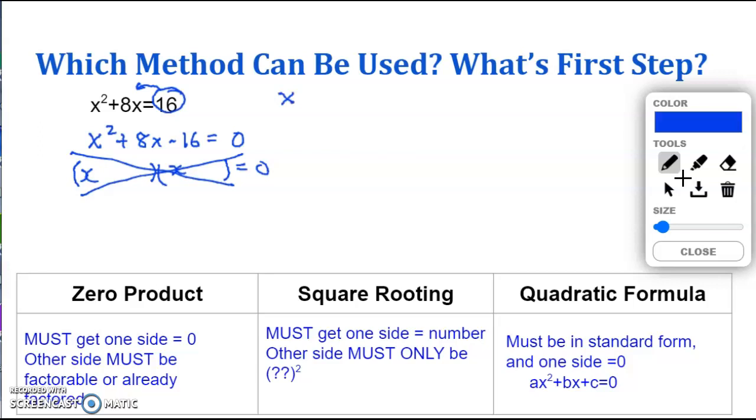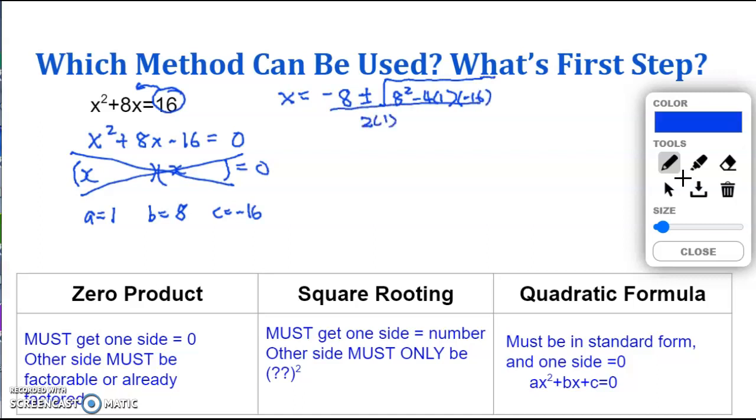So x is equal to negative b. What is b? Well, I should write it down. A is equal to, what is the number in front of x squared? That's 1. B is equal to 8. And c is equal to negative 16. So x is equal to negative b, so that's going to be negative 8 plus or minus square root of b squared, that's 8 squared, minus 4 times a is 1 times c is negative 16, all over 2 times 1. Then you start to simplify.